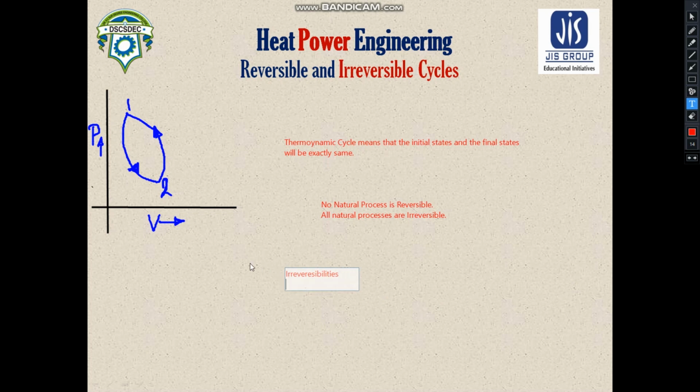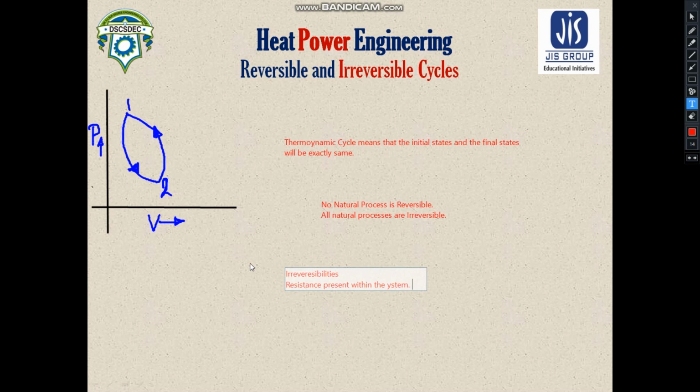So it is nothing but the resistance present within the system. What kind of resistance we are talking about within the system? Suppose a ball is moving in a ground. The ball will not move for infinite time. It will obviously come to stop after some time. Why? Because there is frictional force.